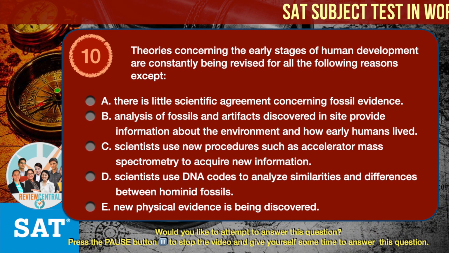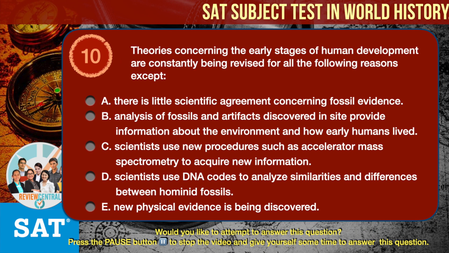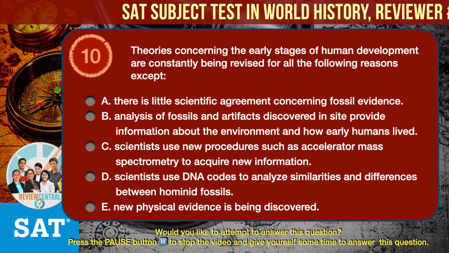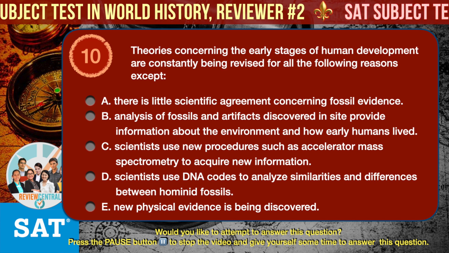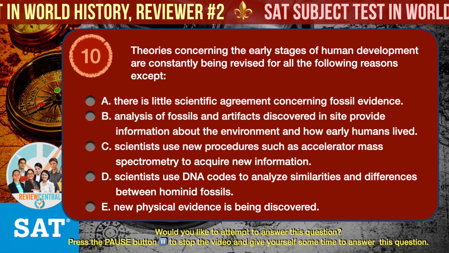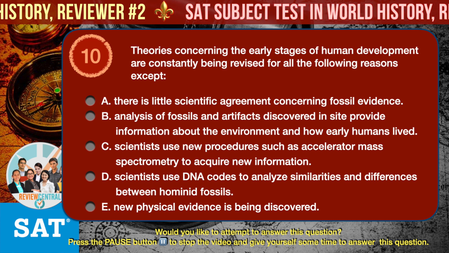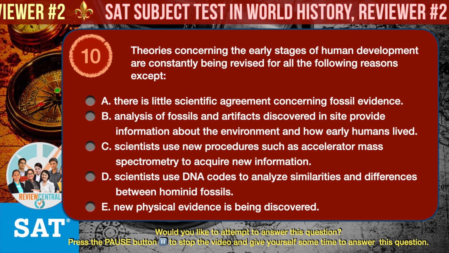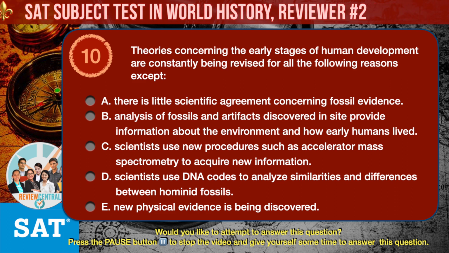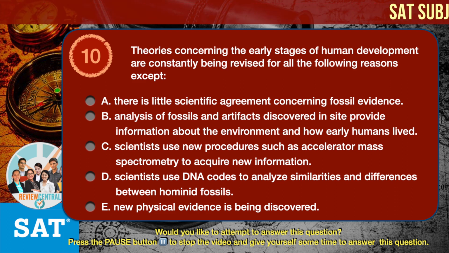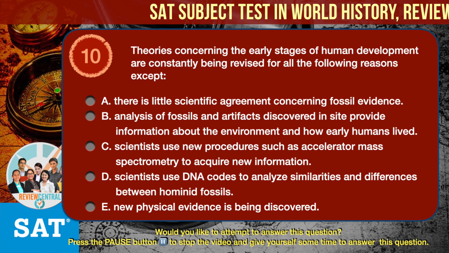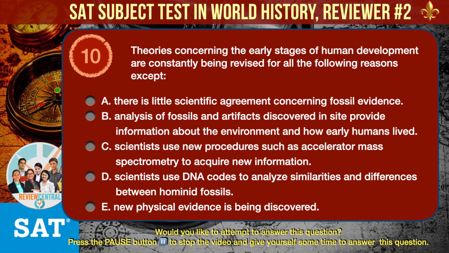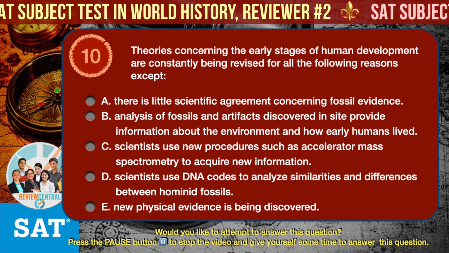Question number 10. Theories concerning the early stages of human development are constantly being revised for all the following reasons except A. There is little scientific agreement concerning fossil evidence. B. Analysis of fossils and artifacts discovered in sites provides information about the environment and how early humans lived. C. Scientists use new procedures such as accelerator mass spectrometry to acquire new information. D. Scientists use DNA codes to analyze similarities and differences between hominid fossils. E. New physical evidence is being discovered.